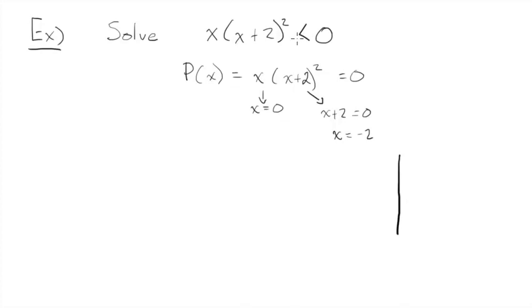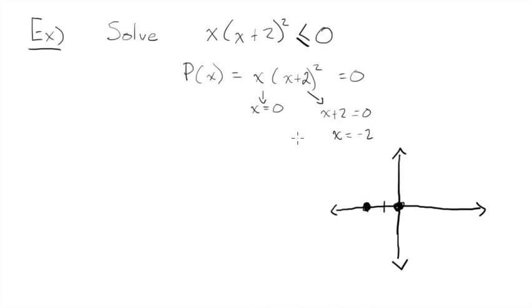Actually, I'm going to make this equal to. Okay, so I changed the original question to equal to instead of strictly less than, so less than or equal to. So now you would just plot your two zeros. One is at 0. One is at negative 2.